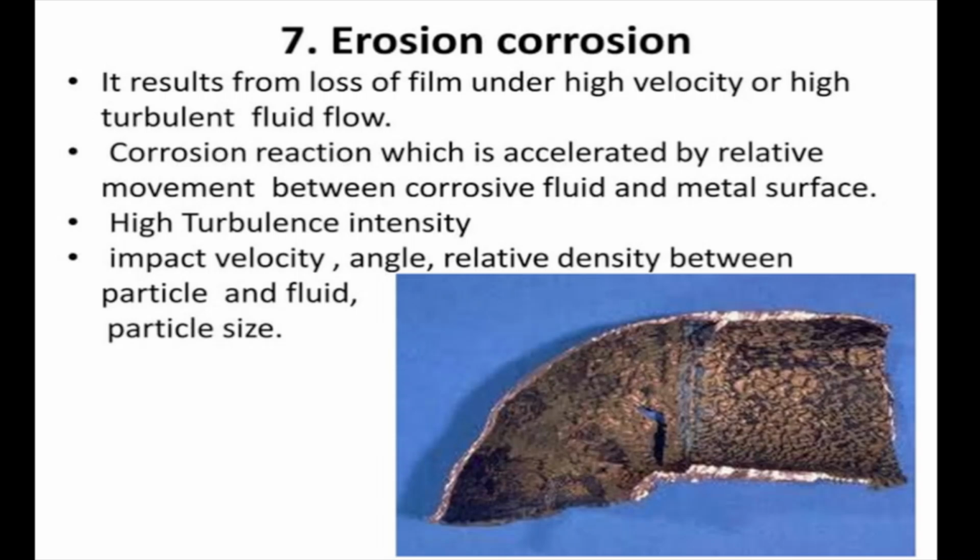Now erosion corrosion is a very common type of corrosion and it results from loss of film under high velocity or high turbulent fluid flow. High turbulent fluid flow is a common phenomenon within a pipeline or any closed channel, as all of us know. The corrosion reaction is accelerated by relative movement between the corrosive fluid and the metal surface.